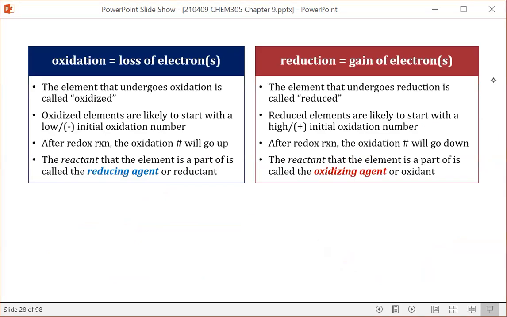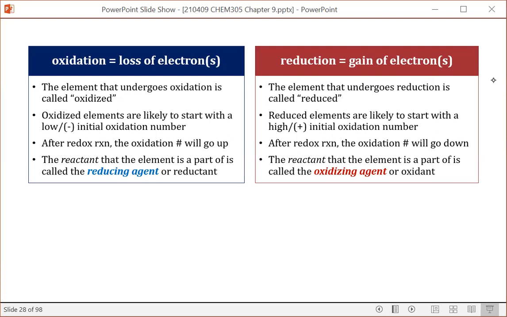So kind of to summarize, oxidation is the loss of electrons. So whatever element loses electrons during the redox reaction is oxidized. So the element that undergoes oxidation, we call that oxidized. Oxidized elements are likely to start with a low initial oxidation number, and the oxidation number will go up. It'll become more positive because they're losing negative charge, because they're losing electrons.